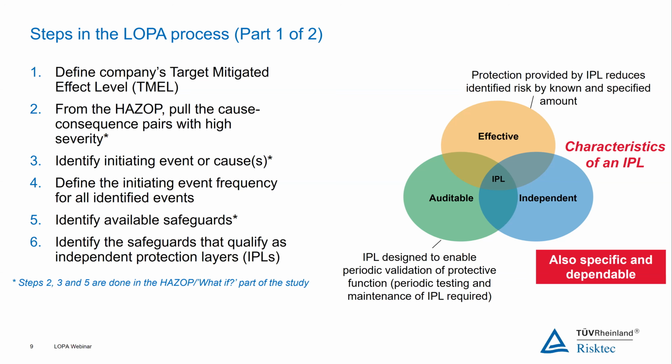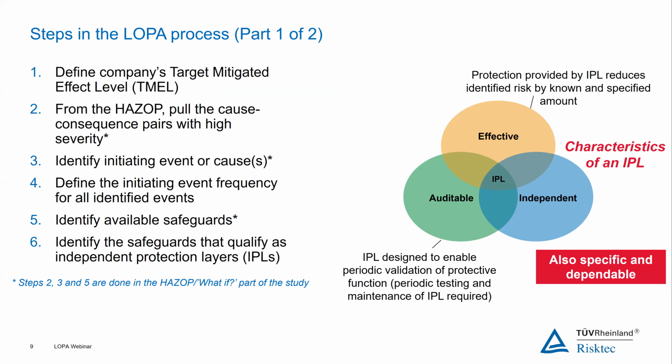After that, we're going to identify our available safeguards. Again, if we've got a well-written HAZOP or a well-written hazard identification exercise, we should have most, if not all, of our safeguards already identified, so we can pull them across. Number 6 is probably the most interesting part of the first half of these steps, and that's identifying and defining which of these safeguards qualify as independent protection layers.